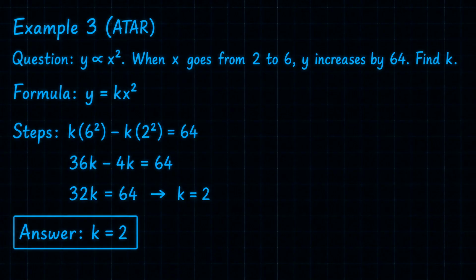Example 3. An 8R style challenge. Y is proportional to x squared. When x goes from 2 to 6, y increases by 64. Find k. We know y equals kx squared. At x equals 6, y is k times 36. At x equals 2, y is k times 4. The increase is 36k minus 4k, which is 32k. Set that equal to 64. 32k equals 64. So k equals 2.